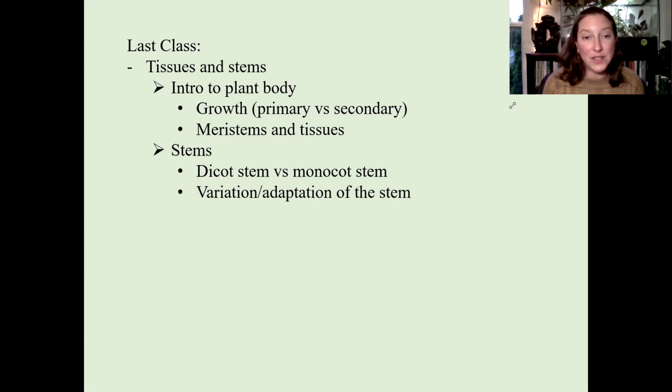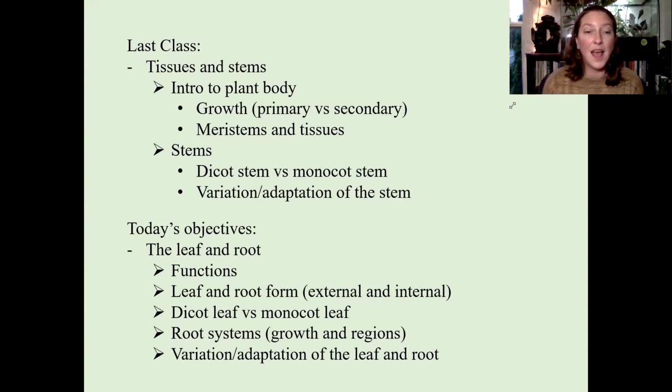We learned about meristems, right? Which are parts of a plant where the cells can divide and create new tissues. We learned what some of those tissues were. And then we compared dicot stems and monocot stems and looked at variations and adaptations of the stem. If you haven't already, you should go back and watch that lecture before watching today's lecture, because there's stuff in today's lecture that it'll be helpful if you have seen the second one first.